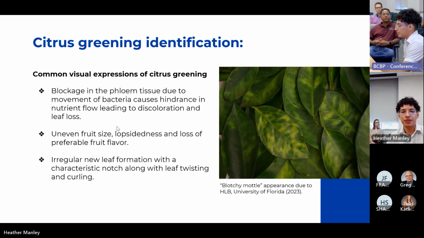Other visuals that we can see due to citrus greening is uneven fruit size. The taste of the fruits ends up becoming very bitter, and lopsidedness, I imagine, is also due to hindrance in nutrient flow. And so we'll see a little bit more visuals on the next slide.